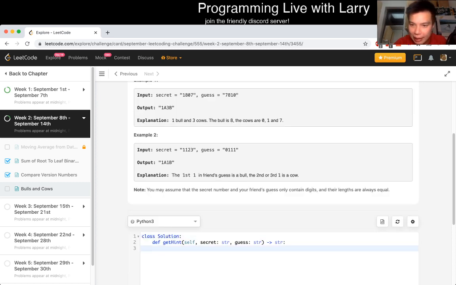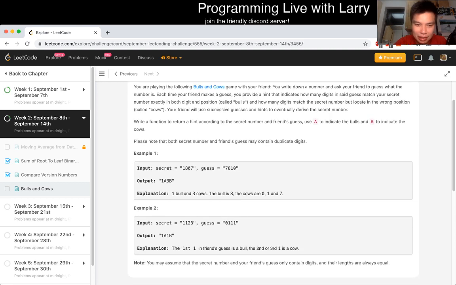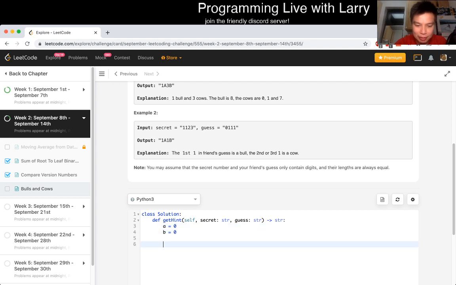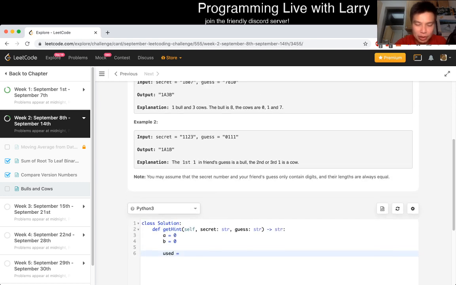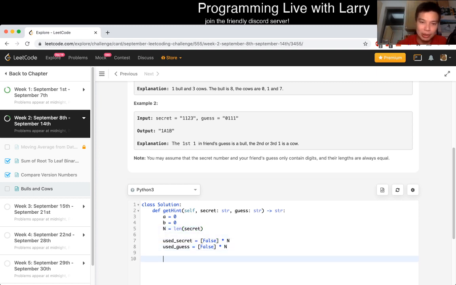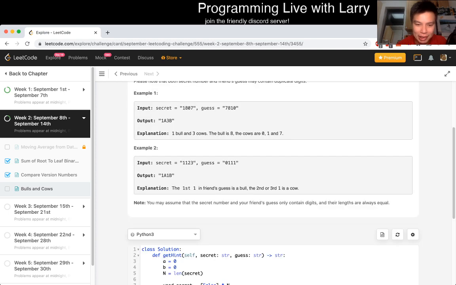Let's do A equal to 0, B equal to 0, and then let's just say used is equal to, and we need to store a used on the secret, and used guess is equal to 4 times n. Oops. And there are probably cleaner ways to do it, but it's always ad hoc every time it comes up, so I try not to stress that much about it.